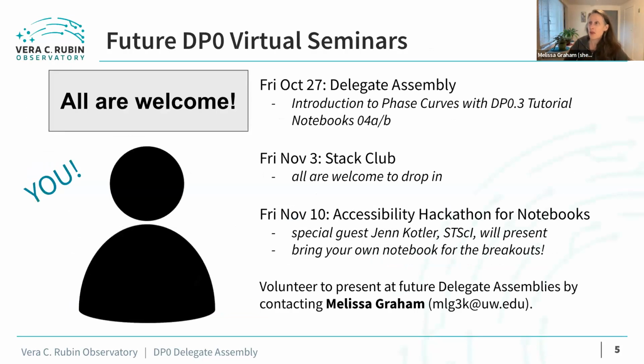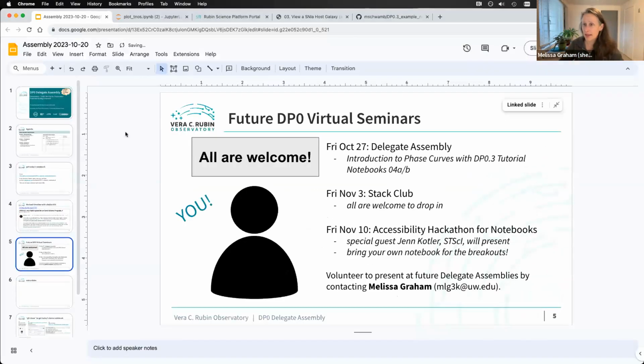The second announcement is just for the future DP0 virtual seminars that are coming up. Next week, we'll have another delegate assembly that will review the phase curves tutorial. Two weeks from now, it's a stat club, the usual drop-in session time. Three weeks from now, Friday, November 10th, is a special delegate assembly where we'll have a special guest, Jen Kotler from Space Telescope, who's built or helped to build the Notebooks for All repo, giving a presentation on accessibility for notebooks. Then the breakout time will be basically a little hackathon where everyone can bring their own notebook, and we'll try to implement some of the things we just learned. So that's lots of fun stuff coming up in the next couple of weeks.